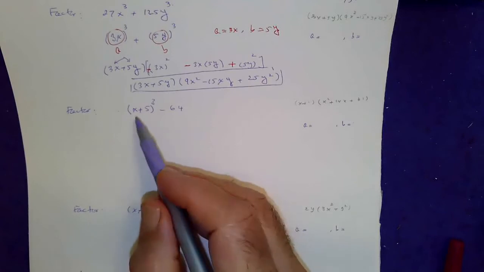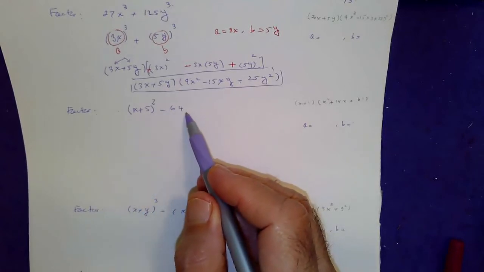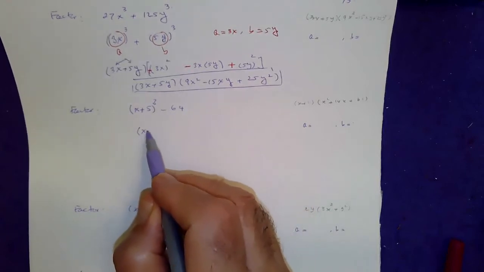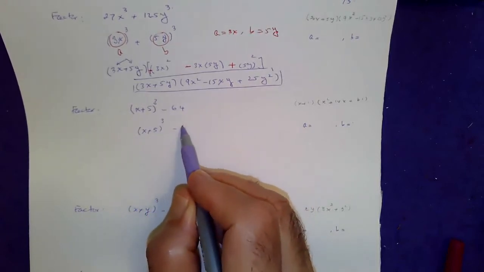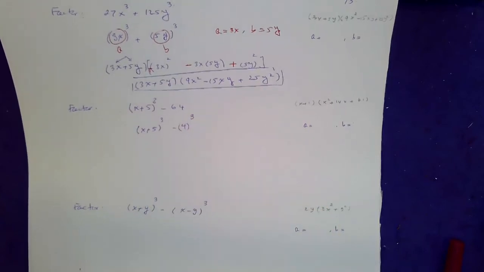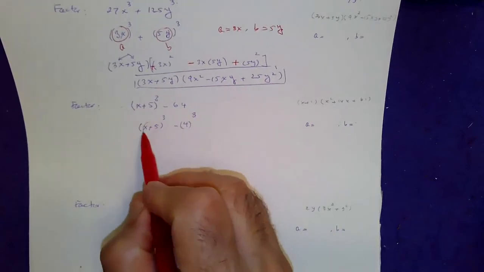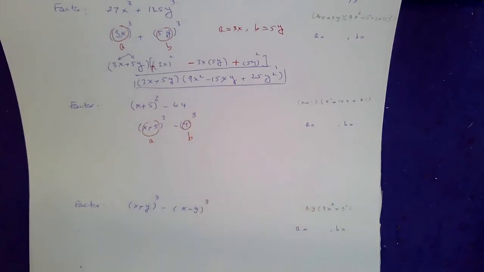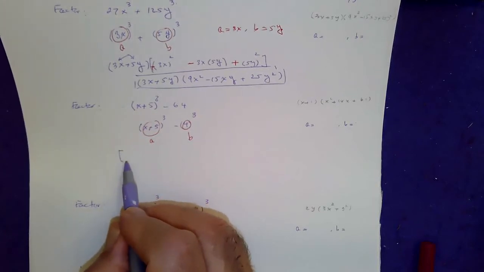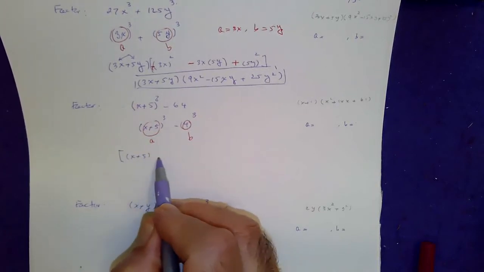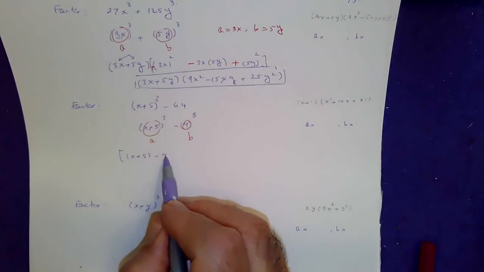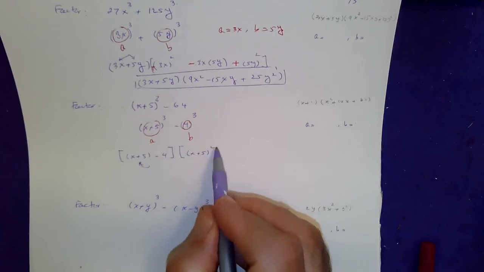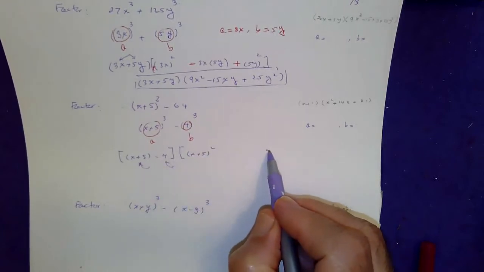The next one, you have something cubed minus 64. You and I, we both know cube root of 64 is 4, so I'm going to write this as x plus 5 cubed minus 4 cubed. Well, guess what? Your A is x plus 5. Your B is 4. So the way this guy factors, you go x plus what? 5 minus 4 times you square this guy, which is x plus 5 squared. You square that guy, which is what?